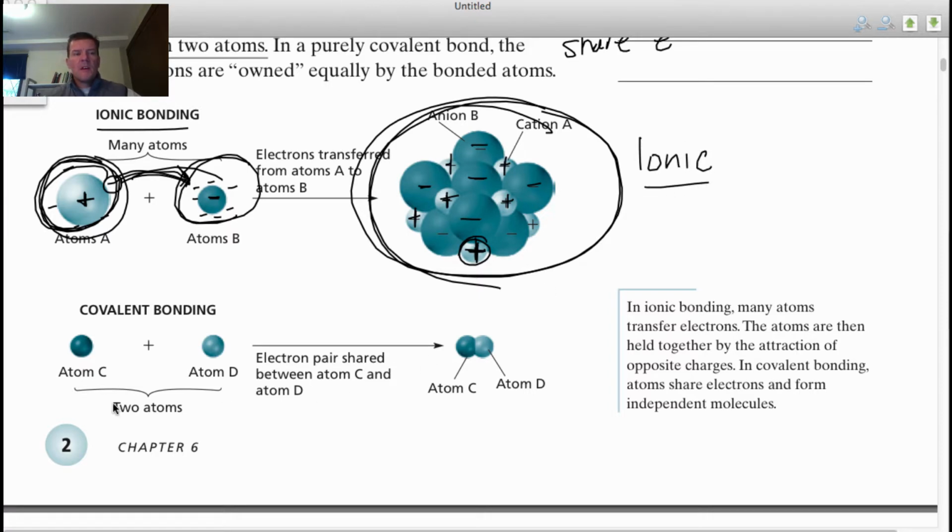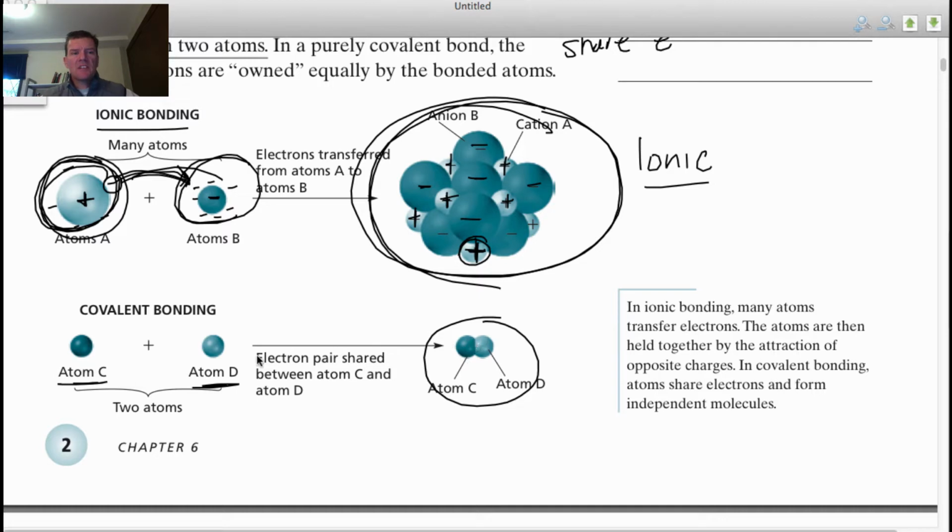Okay? With covalent, what happens here is that atom, in this case they say it's atom C and atom D, they both have fairly equal pulls on electrons. Maybe they're both fairly small atoms and they like to pull on electrons and get them close to the nucleus. Well, in this case, nobody's going to win outright the pull on those electrons. They're both going to kind of pull with equal force.